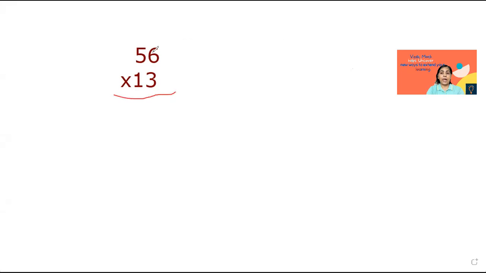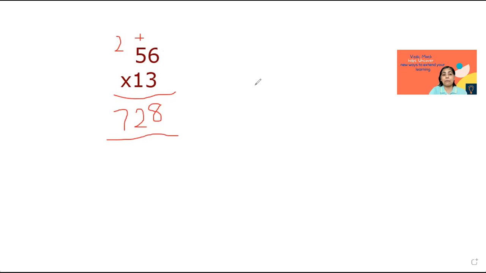What is the first step? The first step is 6 threes are 18. We write 8 here, and we write carry over 1. Now 5 threes are 15. 15 and 1, 16. 16 and 6 is 22. For 22, I'm going to write 2 and then carry over 2. Now the third step is 5. 5 plus 2 makes it 7. So your answer is going to be 728. Isn't it easy? You don't have to memorize the hard tables of 13, 14, 15. No need to do that.